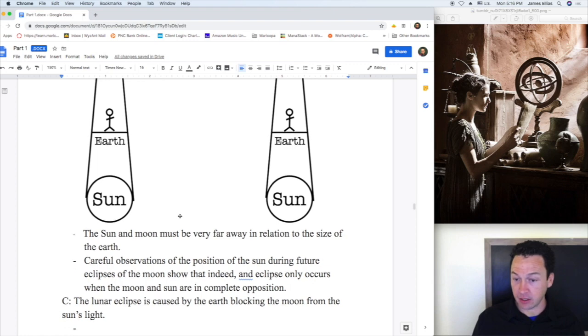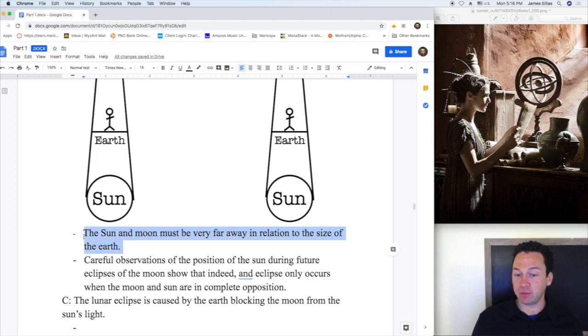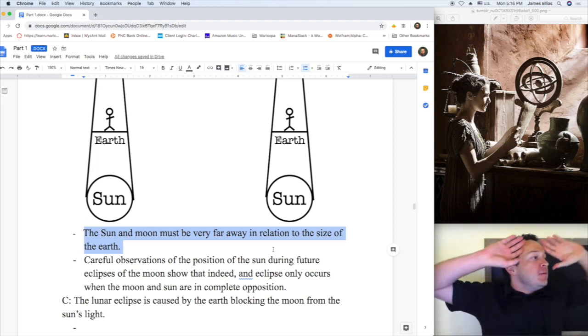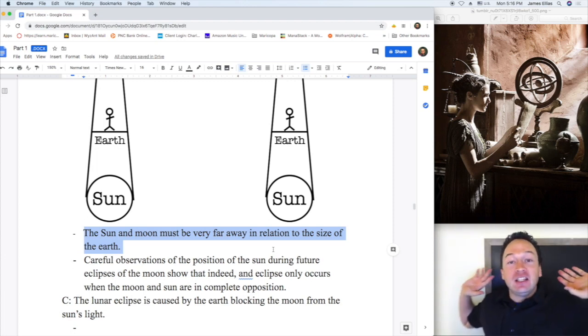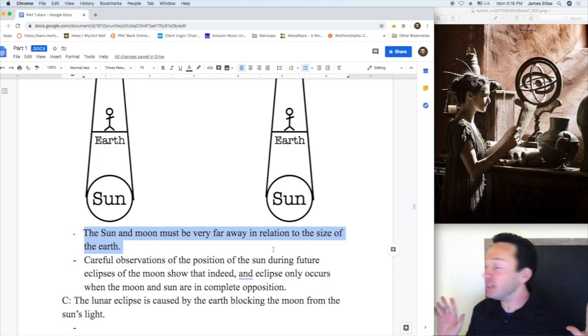Okay, so let's take a look. So the sun and moon must be very far away in relation to the size of the Earth. Okay? I mean, at one point, what was his name? His name was Anaxagoras. He was a Greek thinker. He said, guys, I think the sun might be real big. I think the sun might be like as big as Greece.